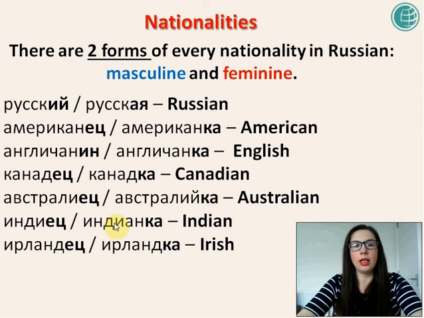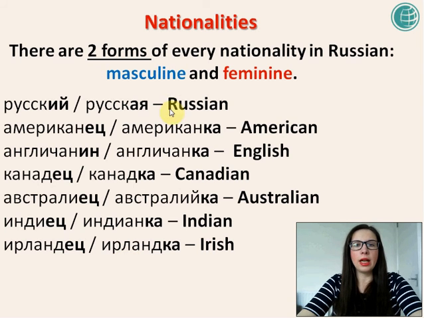Индиец, индианка, Indian. Мой муж индиец, my husband is Indian. Моя жена индианка, my wife is Indian. And ирландец, ирландка, Irish. Мой отец ирландец, my father is Irish. Моя мама ирландка, my mother is Irish.